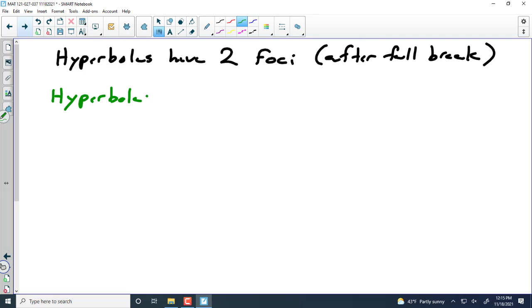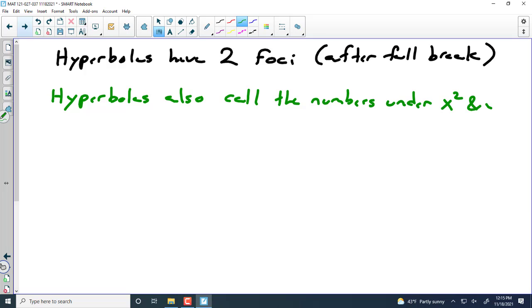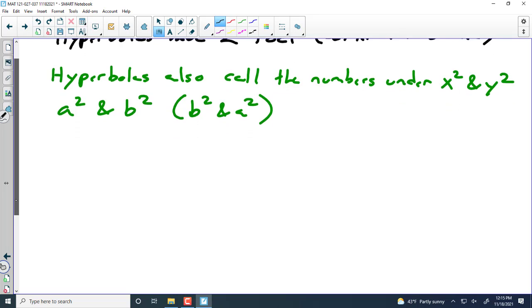Hyperbolas also call the numbers under x squared and y squared a squared and b squared, or b squared and a squared. They also call those numbers underneath, a squared and b squared. Now this is very important, everyone. This can ruin your day if you don't understand this.